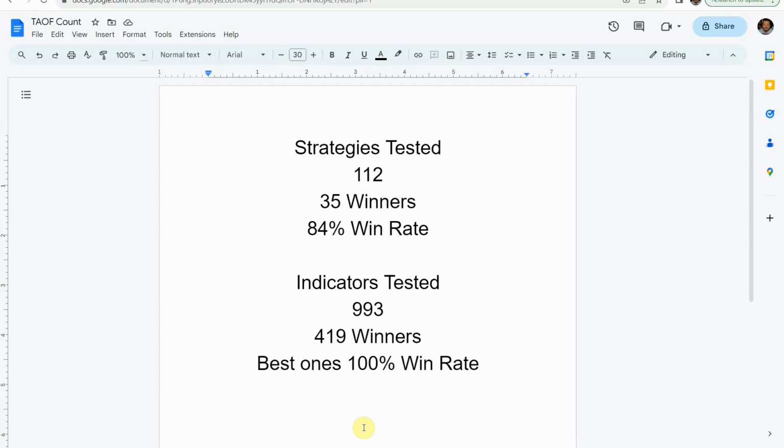We've also tested a total of 993 indicators, with 419 of them being winners. Now, keep in mind that we test most of these indicators and strategies on the Forex and crypto market, but they can be applied to just about any market and time frame universally.